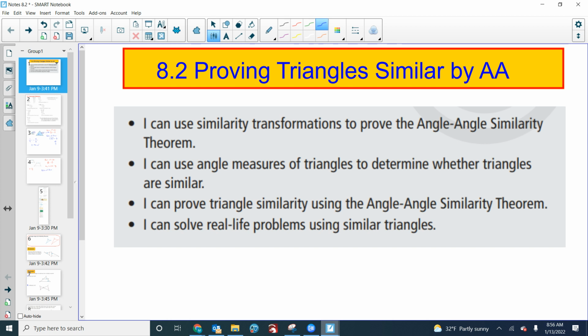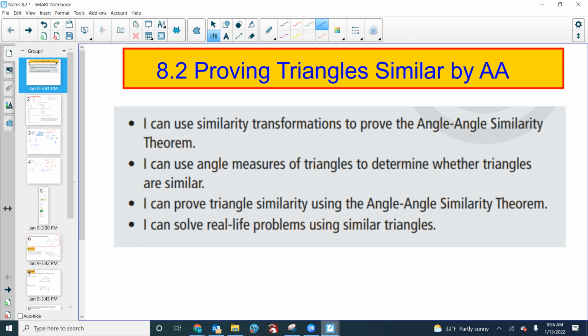2, because if two pairs are congruent, don't all three have to be congruent? So 2 is the minimum, right? We learned the third angle theorem. If two angles in one triangle are congruent to two angles in another triangle, the third angles have to be congruent. So 2 pairs is the minimum. That's why we see AA.